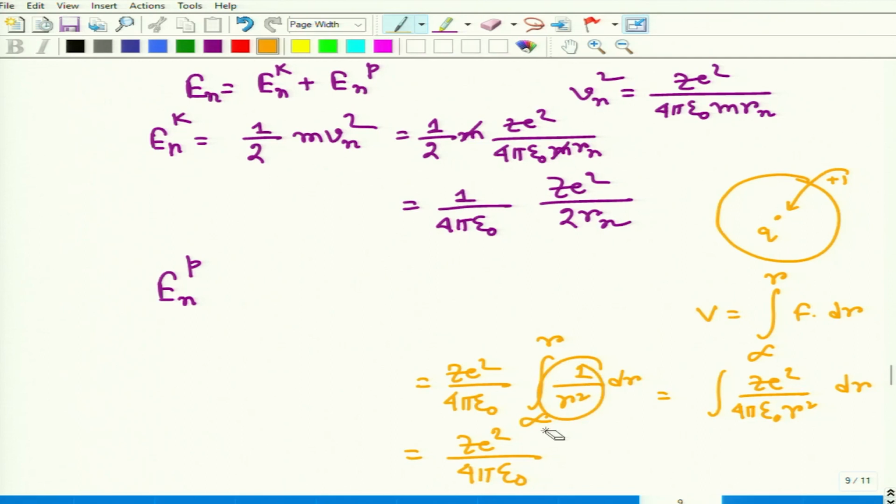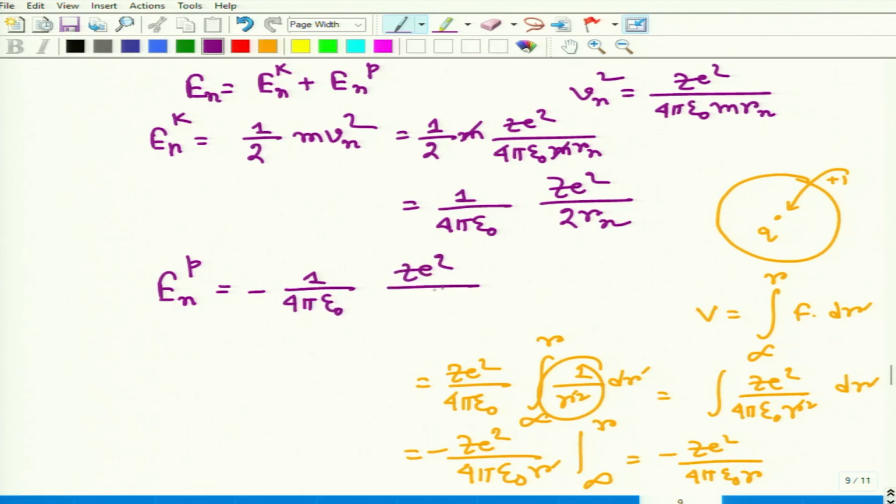If we integrate this, we will obtain minus 1 by r, from infinity to R. So it will be minus Z e² by 4π ε₀ R, and if it is r, then we should write r prime. Here r prime is the dummy variable. Then it will be R, and if we put infinity, then the overall term will be 0. So this is the potential energy. So Ep should be equal to minus 1 by 4π ε₀ Z e² by Rn, correct?